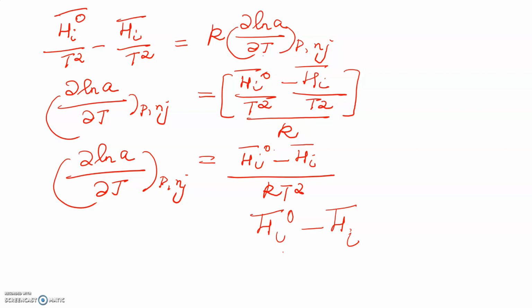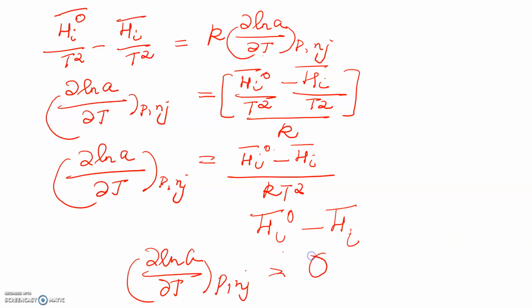When an ideal solution is formed, the change in enthalpy of mixing is 0, the change in volume on mixing is 0, and hence the change in partial molar property will also be 0. That means ∂ln a/∂T at constant pressure and N_j is equal to 0. What does that indicate? Activity is independent of temperature. Unlike fugacity, activity of a component in a solution is independent of temperature.